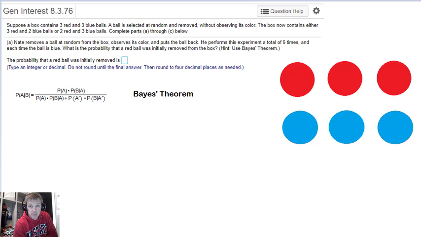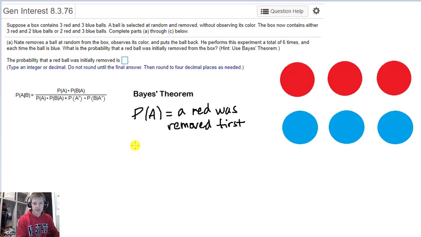So we're going to say the probability of A is, what is the probability that it was a red ball that was initially removed from the box? Okay, so we'll write that first as our first statement. And then our second statement, probability of B, is pulling out a blue ball.